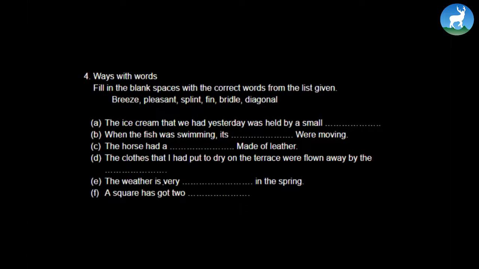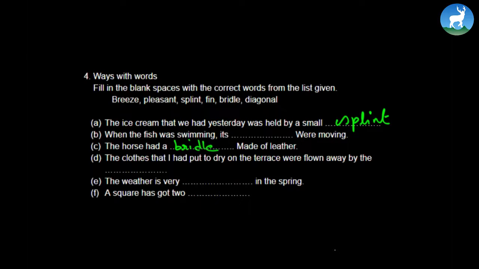The ice cream that we had yesterday was held by a small, well, it's a splint. When the fish was swimming, it's we're moving. Now that's up to you. The horse had a made of leather. The horse had a bridle made of leather. The clothes that I had put to dry on the terrace were thrown away by the, again, that's up to you. The weather is very in the spring. Again, I'm sure you can do that. Square has got 2. Again, you can do that, I know.